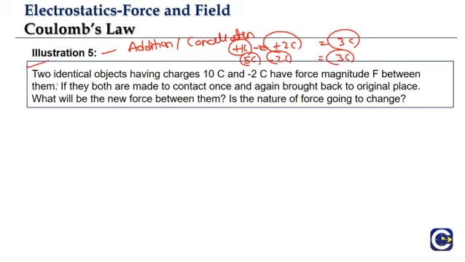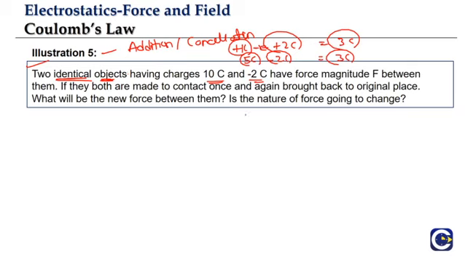Let's look at this question. Two identical objects having charges 10 and minus 2. So one of them is positive, other is negative. So here the thing that we are talking about is two identical objects, means in terms of the shape and size these objects must be identical.